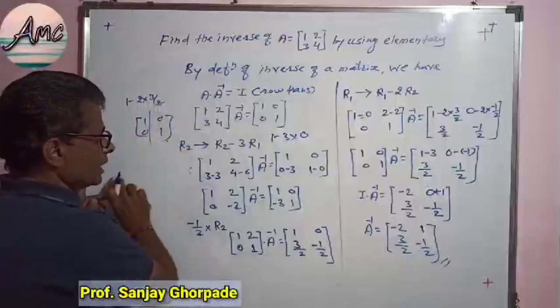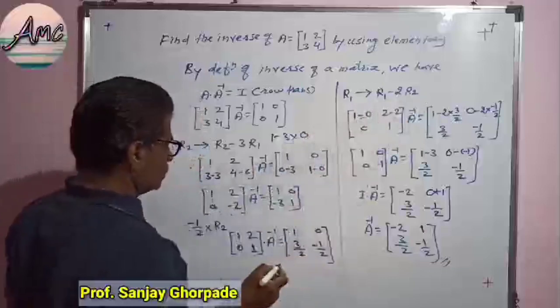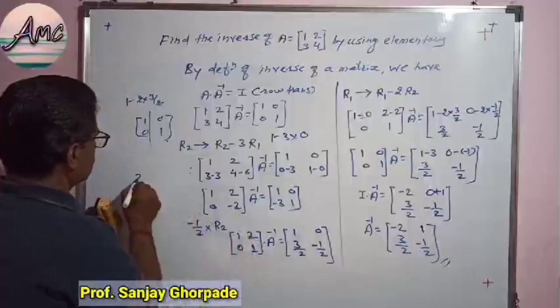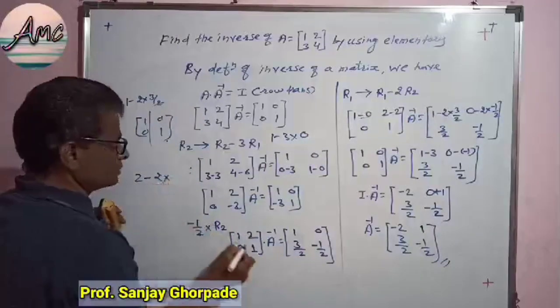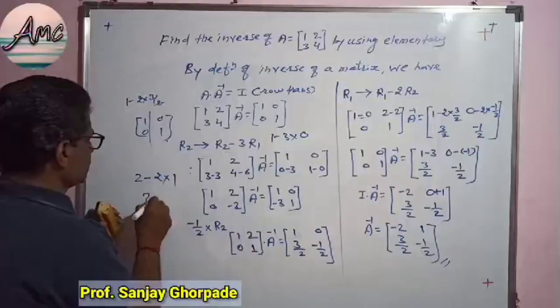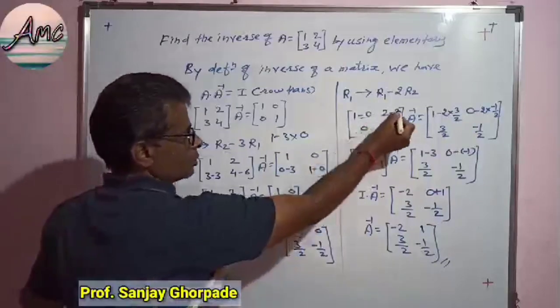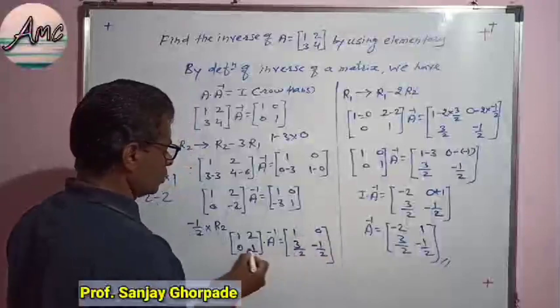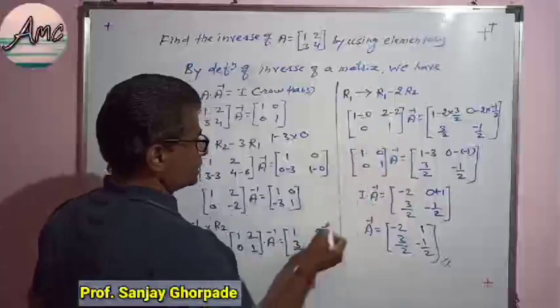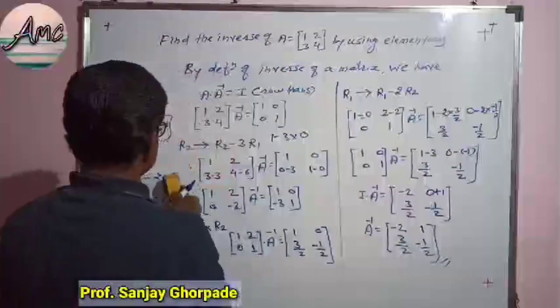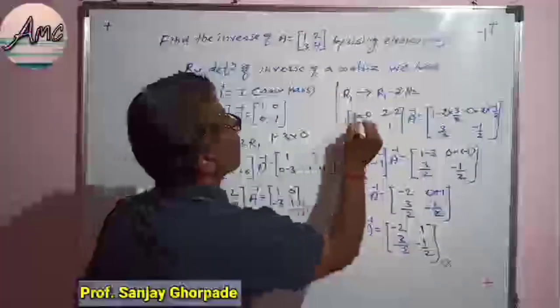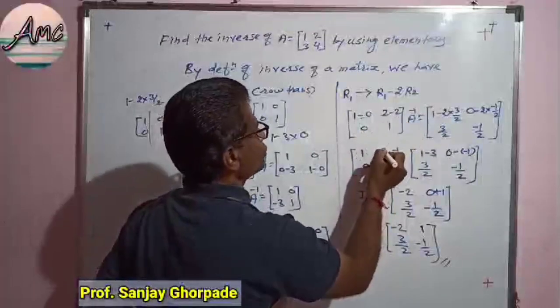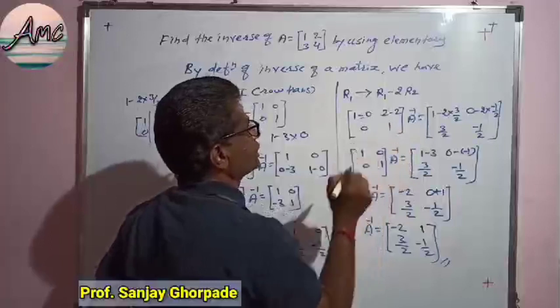Next, R1 minus 2 times R2. What is R1 here? 2 minus 2 times R2. What is R2 here? 1. So that is nothing but 2 minus 2. No change in the second row: 0, 1 as it is. And here 3 by 2 minus 1 by 2 as it is. Right. Now 1 minus 0 is 1, 2 minus 2 is 0, 0 as it is, 1 as it is.